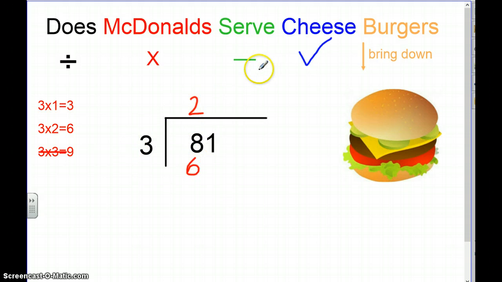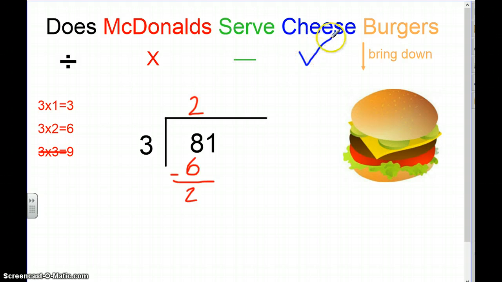Our next step is to subtract. So I'm going to put a line right here with my subtraction symbol, and I'm going to subtract 8 minus 6, and my answer is 2. Okay, so 3 goes into 8 2 times with 2 left over. Okay, so we've done step 1, 2, and 3. Stick with me. I know it seems like a lot, but you're doing great.